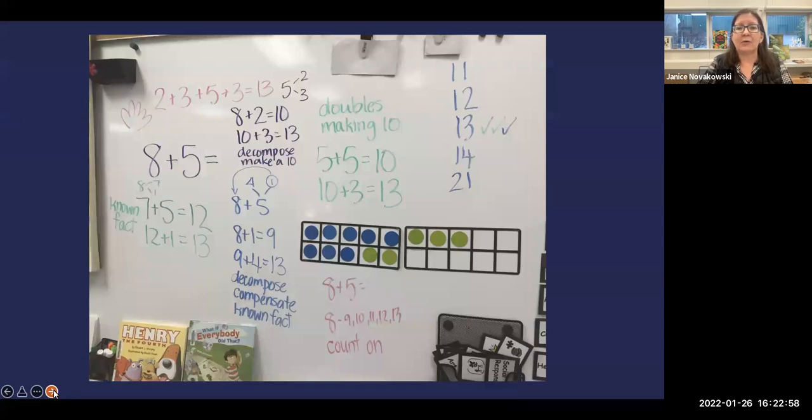This is an example of a number talk in a grade 1 and 2 class, and I chose 8 plus 5 to start off with. I originally had the 10 frame set up with the blue dots representing 8 and the green dots showing 5, but they've been moved around as students have shared their strategies. And again, you can see here that I'm recording the student strategies and I'm also naming them. I'm giving them some language to use. On the top right-hand corner, you can see 11, 12, 13, 14, 21.